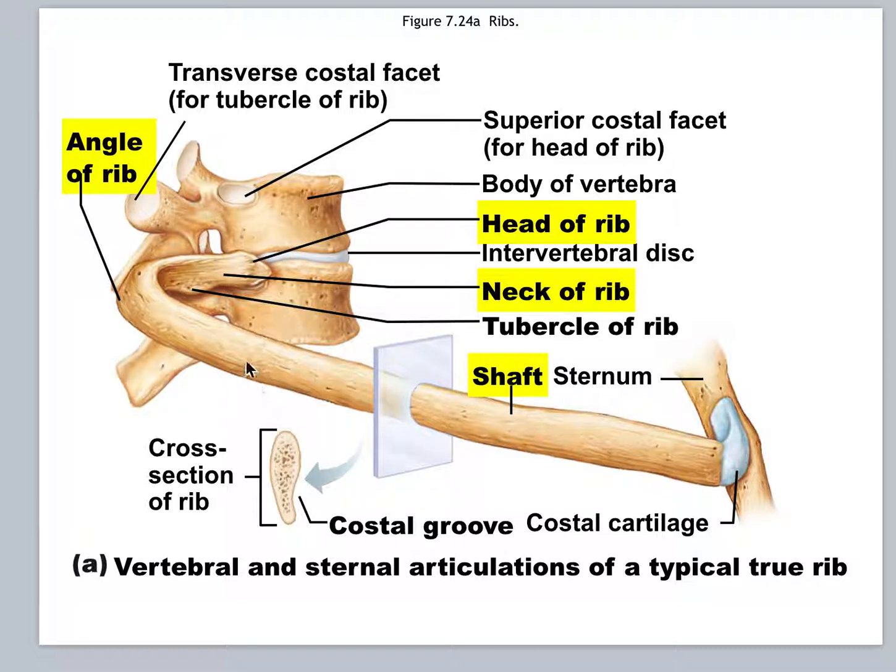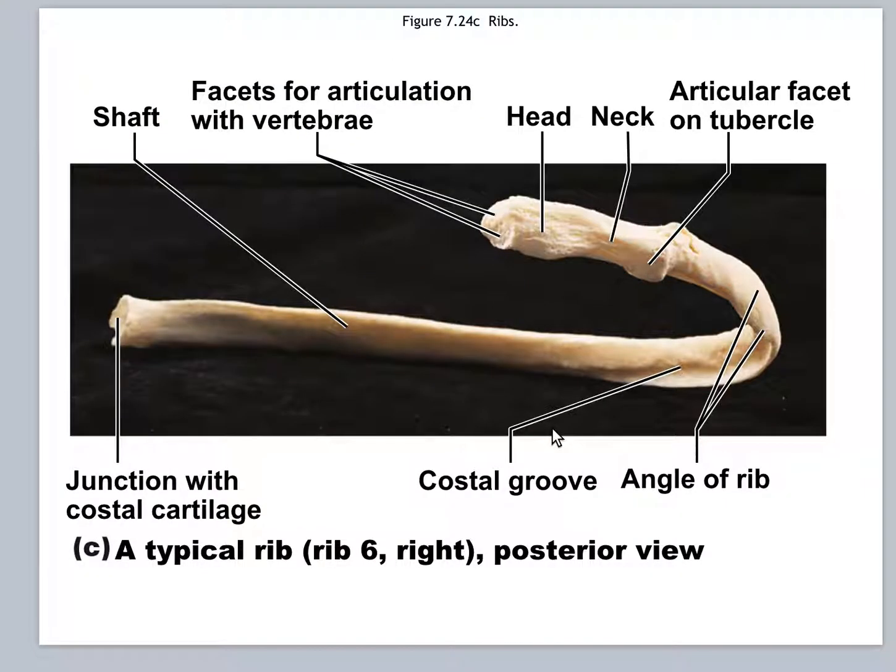Here's a close-up of the rib. There's a curve in the rib, or angle of the rib. The rib has a shaft. This is another picture of a rib from a different angle. And that's the axial skeleton.